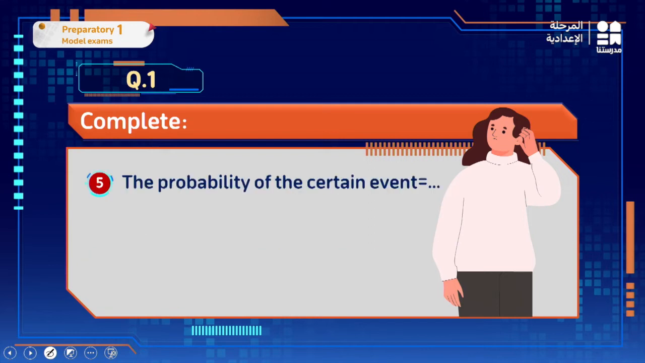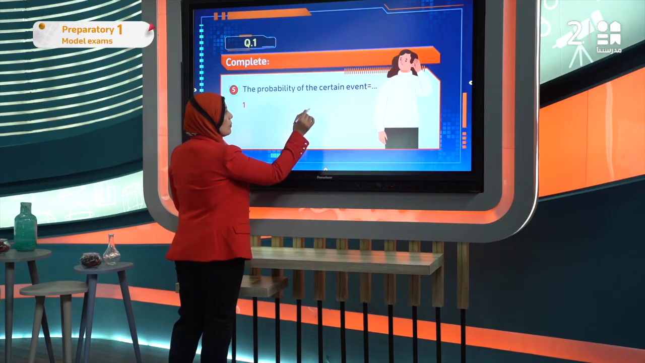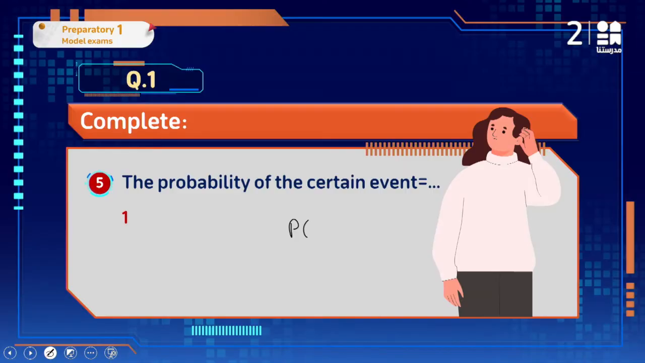Number 5. The probability of the certain event. What is the meaning of a certain event? It will happen for sure. So it is 1. And as we know, for any event, the probability of it is greater than or equal to 0 and less than or equal to 1. 0 for the impossible event and 1 for the certain event, and any value between them for any other event.